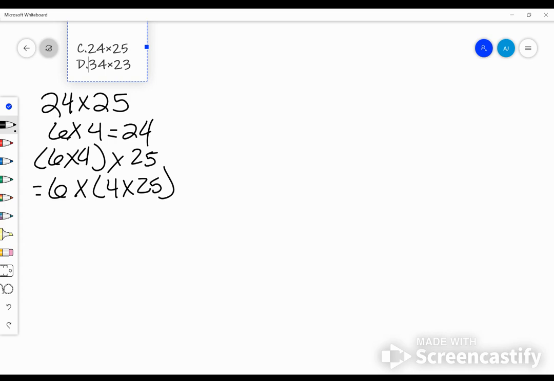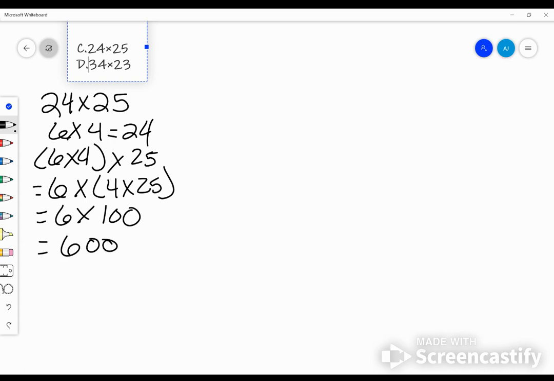And now we know that 4 times 25 is easier to work with because that's going to be 100. So now we have 6 times 100. And with our knowledge of multiplying by 10 and 100, we know that 6 is going to move 2 place values to the left, which is going to make our answer 600.